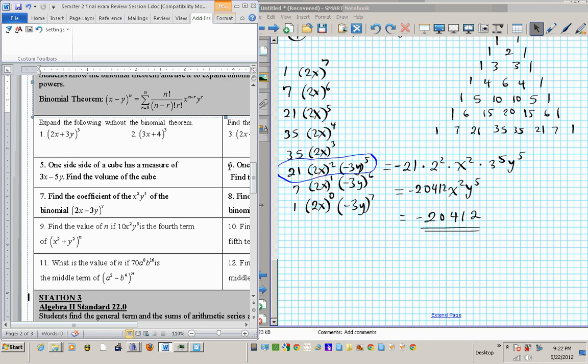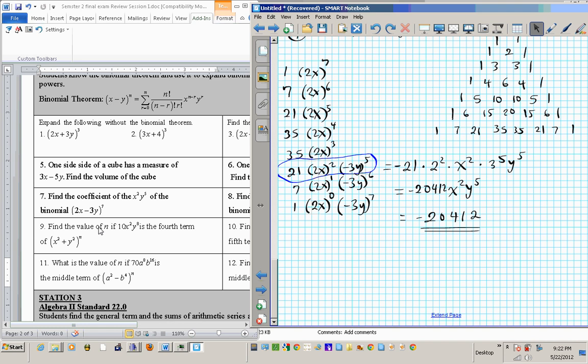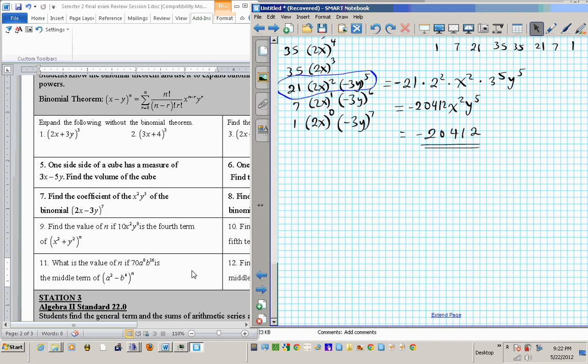Alright? Okay, now let's move along. Let's take a look at question 9. It says find the value of n if 10 squared x squared y to the 8th is the 4th term of x squared y squared n. So find the value of n. So we can cheat in this problem. Use Pascal's triangle to see which Pascal's triangle has a fourth term with coefficient of 10.